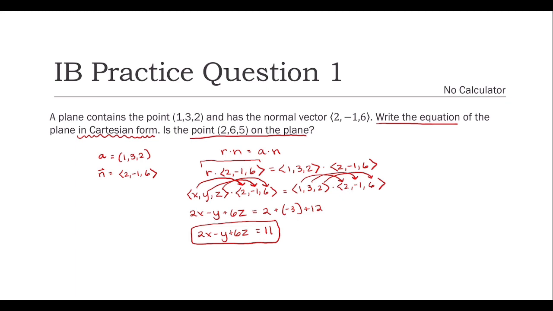And now we want to see if the point 2, 6, 5 is on the plane. So we'll plug in 2, 6, and 5. So for x, we'll plug in 2, minus y, which is 6, plus 6 times z, which is 5, and we'll see if that's 11. So we have 4 minus 6 plus 30 equals 11. 4 minus 6 is negative 2, plus 30 is 28. 28 does not equal 11, so the point 2, 6, 5 is not on the plane.